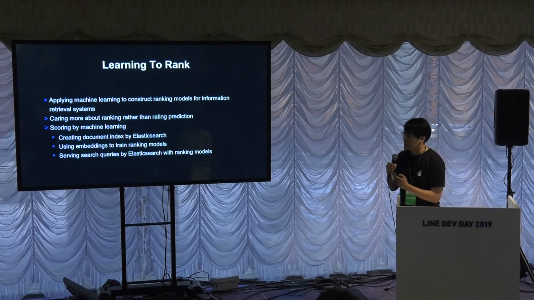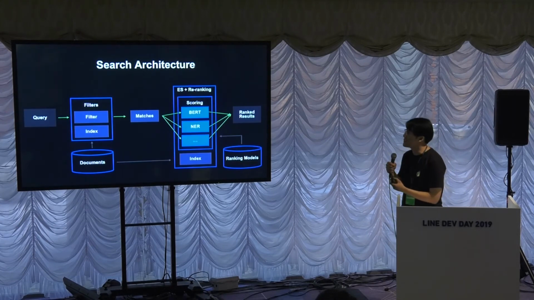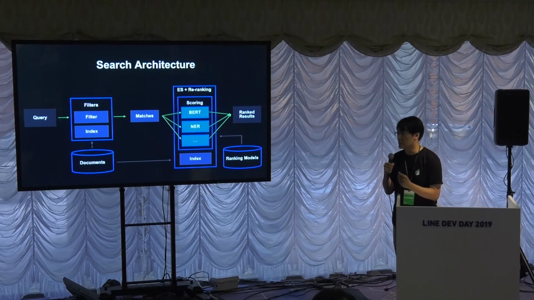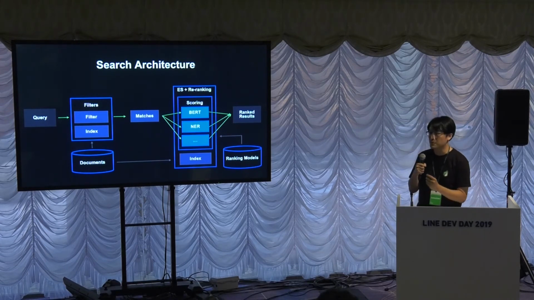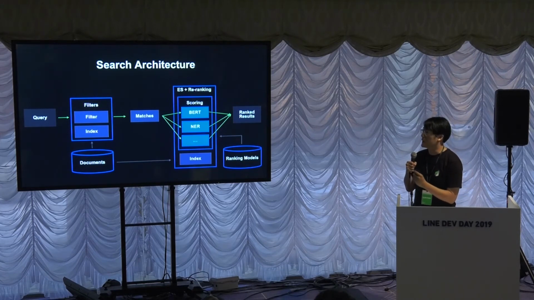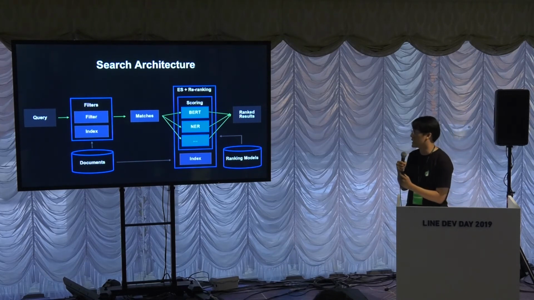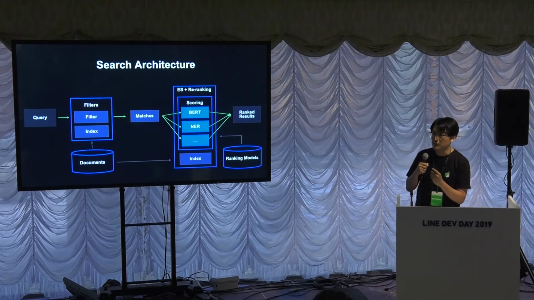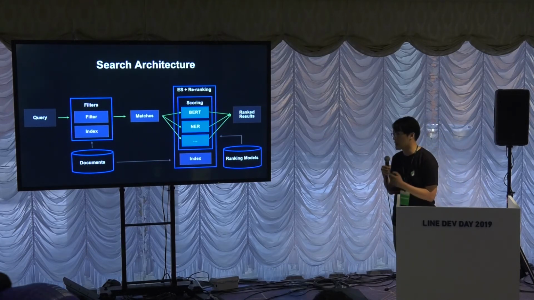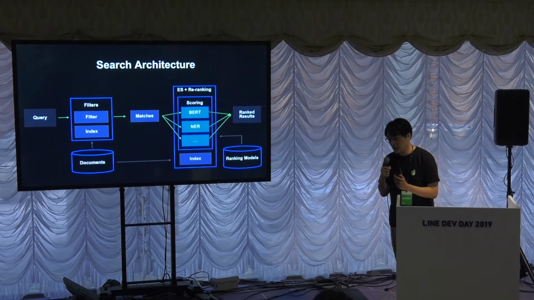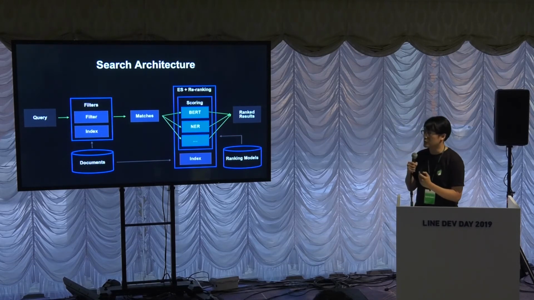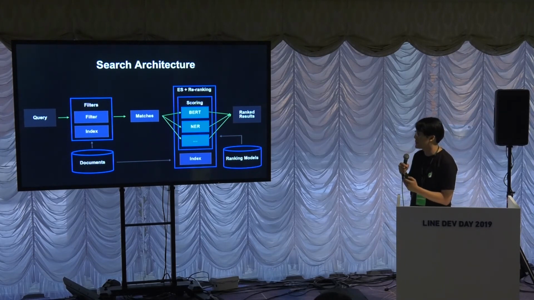How do I achieve it? This is the search architecture. For every query, we will use the filter to find the potential matches and score them by each different semantic model, and assemble the model results to produce the final ranked results. Not only BERT, we can consider more semantic features to contribute to a scoring function. Except BERT, we may consider ANR, we may consider DSSM, and more semantic features.